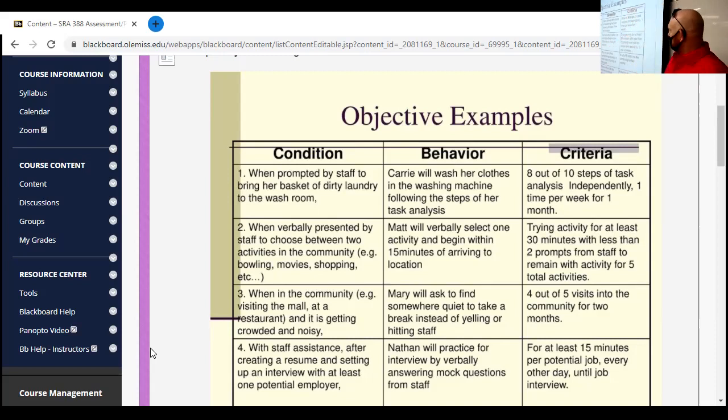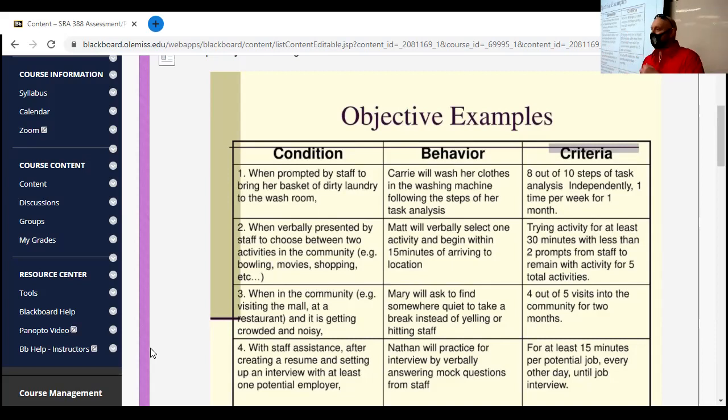So the next one, we're going to talk about Matt. What's the condition? Break it down into a shorter version. Somebody tell me when it's going to start. Yep, when verbally presented by staff to choose between 2 activities, which are going to be in the community, movie, shopping, etc. So when he is verbally asked by the staff, that's a condition. That kicks it off. That gets it moving.